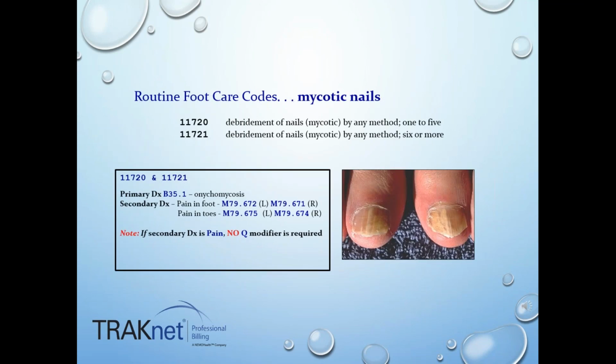Mycotic nails, 11720 and 11721. 11720, up to 5 mycotic nails, or 11721, 6 or more. Your primary diagnosis for either one of those should be onychomycosis. If the secondary diagnosis would be pain in foot or pain in toes, remember that there is no Q modifier needed. It's not at-risk foot care in that respect, and pain can be used for that secondary diagnosis when treating mycotic nail care.